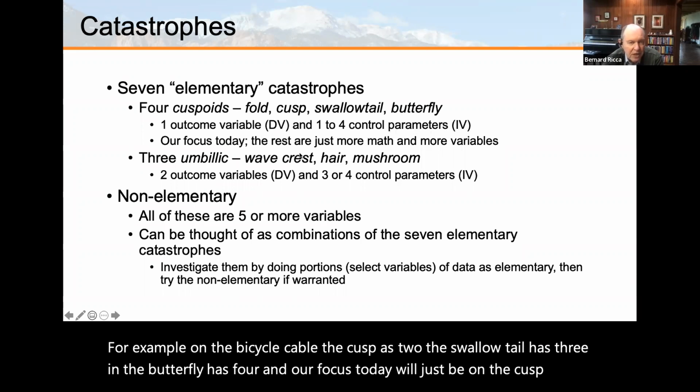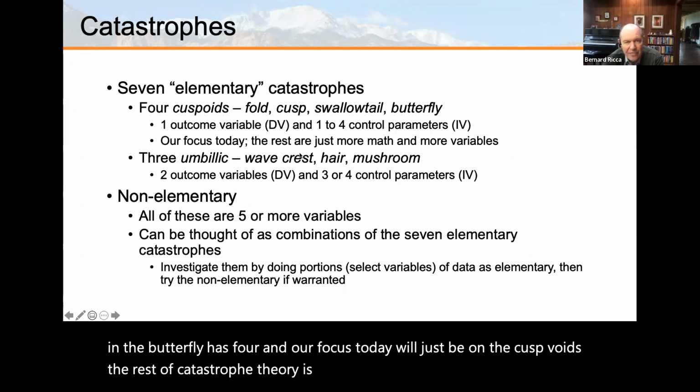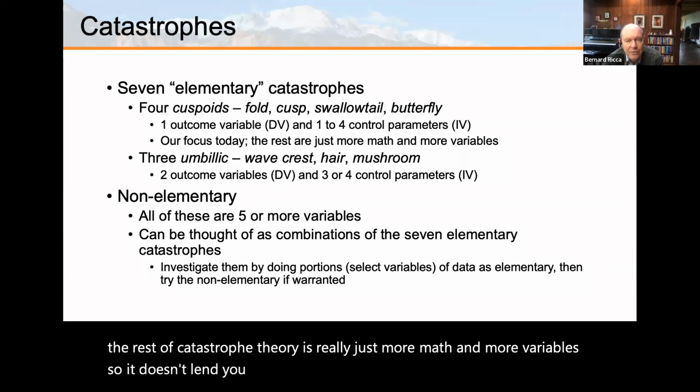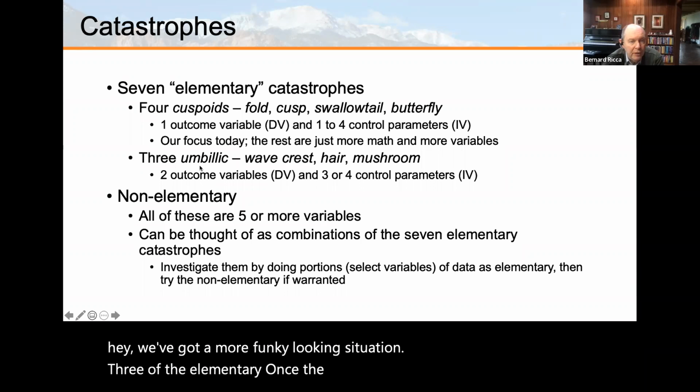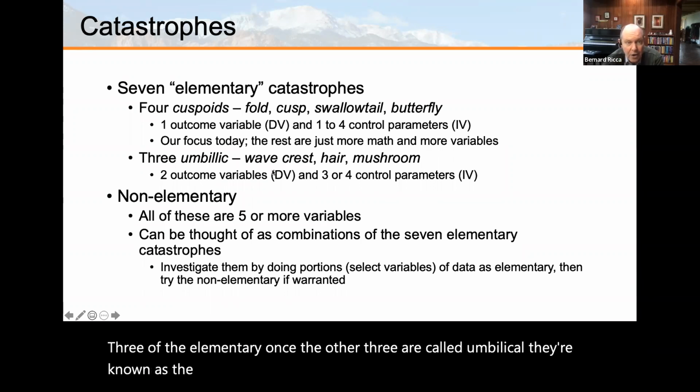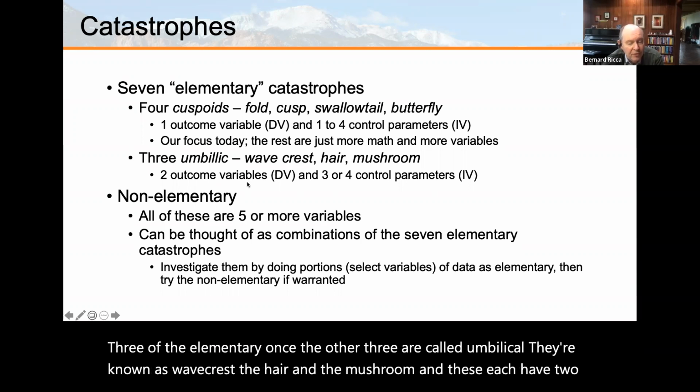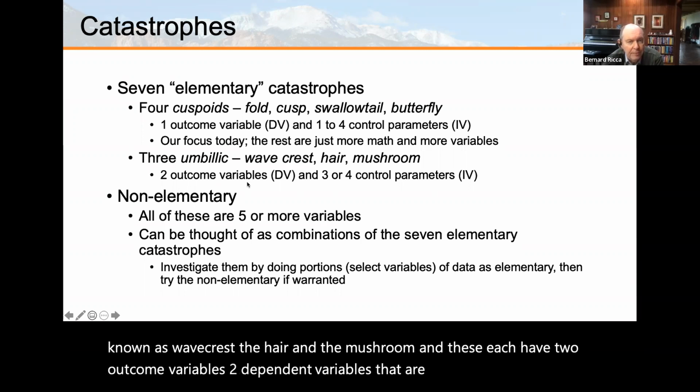The rest of catastrophe theory is really just more math and more variables. So it doesn't lend you any greater insight into things. It just says, hey, we've got a more funky looking situation. 3 of the elementary ones, the other 3, are called umbilic, and they're known as the wave crest, the hair, and the mushroom. These each have 2 outcome variables, 2 dependent variables that are used to describe the system, and 3 or 4 control parameters.